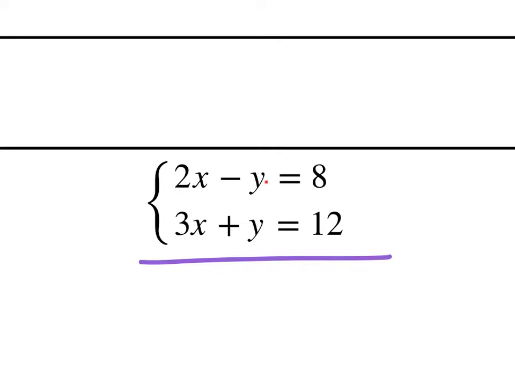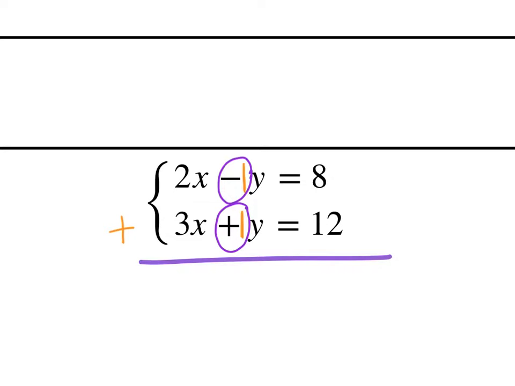We have minus y and plus y. It seems like there's no coefficient, but really that's a coefficient of 1. So we have minus 1y and plus 1y. So our coefficients in front of y are negative 1 and positive 1. Now, negative 1 and positive 1 are not the exact same number. They're opposites. And if you recall from prior examples, if we have coefficients that are opposites, the key is going to be to add the equations together.